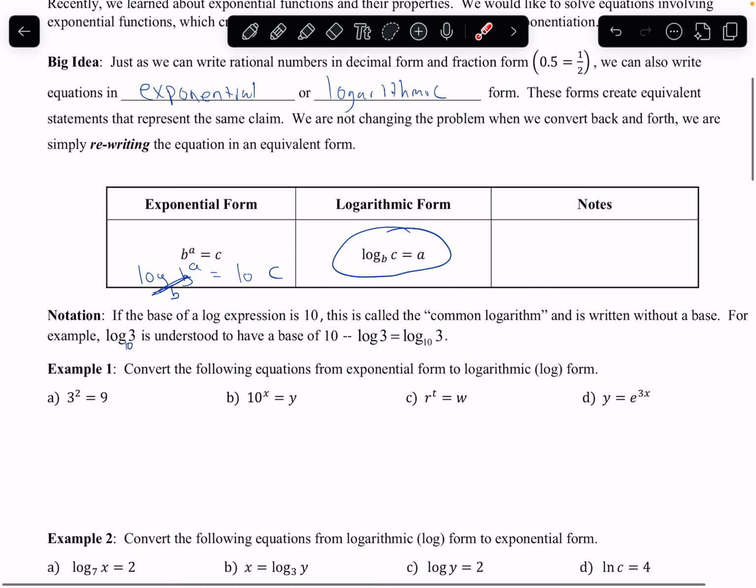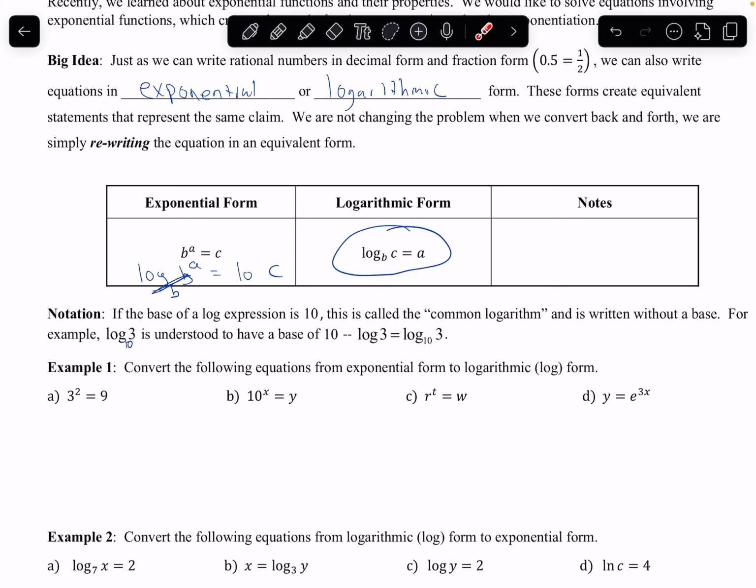So let's go ahead and work through example 1, parts A, B, C, and D. And the instructions say convert the following equations from exponential form. This is exponential form. You can see that all of them have exponents. Into logarithmic form. Okay, so we're going to do that conversion.